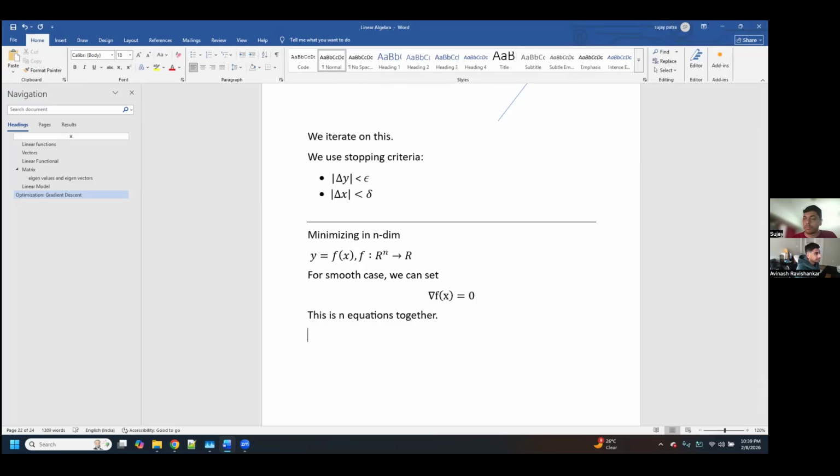Do you agree to that? The gradient itself is n-dimensional. The gradient is basically a vector of all the partial derivatives. So let's say x is x1, x2, x3. Then you take partial derivatives with respect to x1, x2, and x3 separately, and we want all of them to be equal to 0. So you'll have 3 equations set equal to 0.